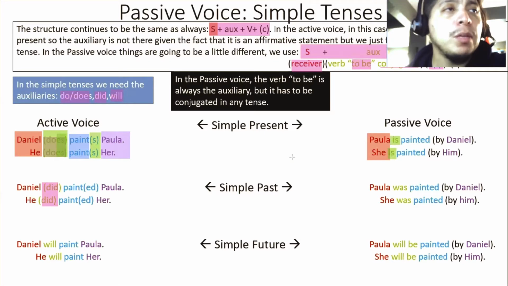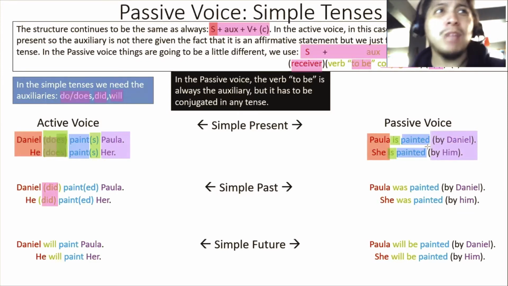Remember that the verb to be in the present is, are, or am. In the case of the third person, she is. Remember also that the verb is always, always, always in the past participle. Painted and painted. This is the past participle. And finally, this is optional. If you want to use a complement, you can say a complement of time, a complement of place, or even name the doer of the action.